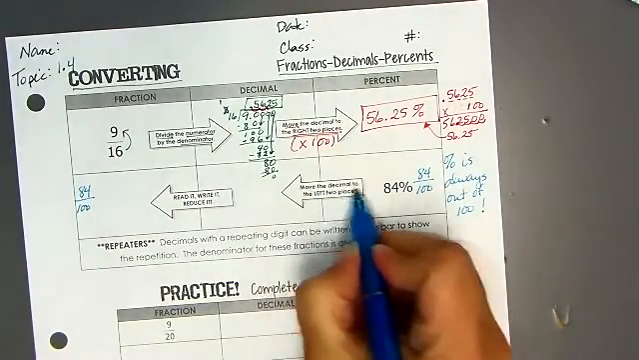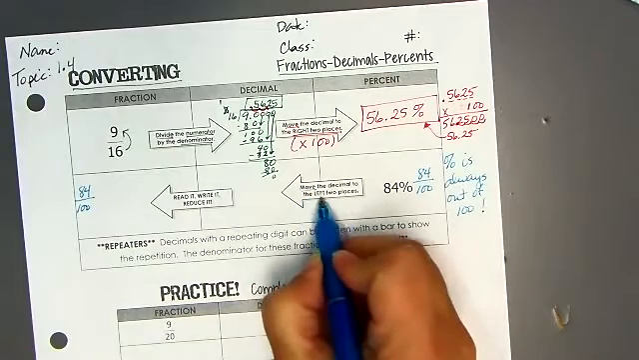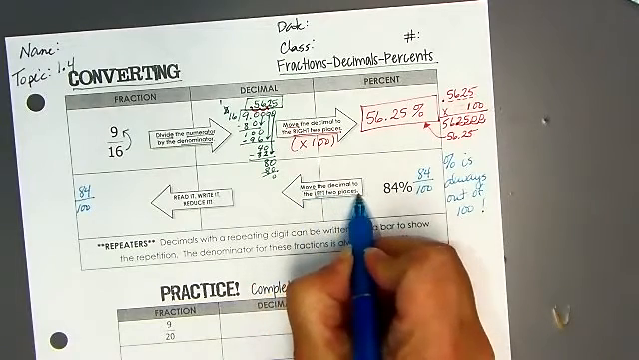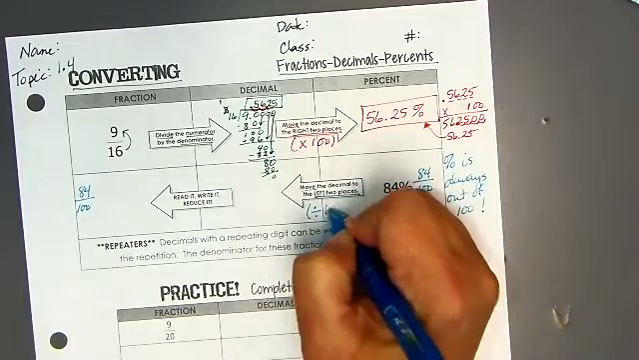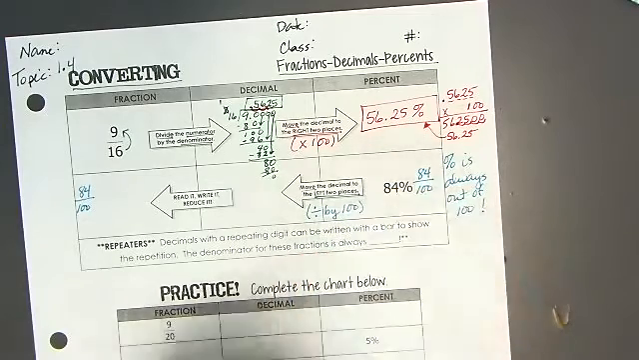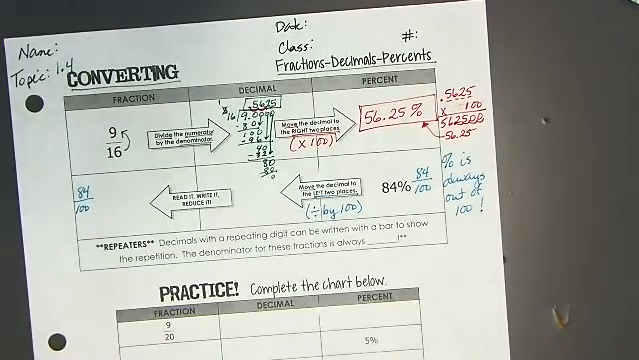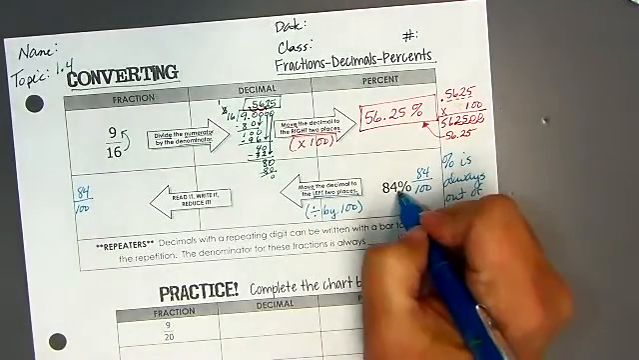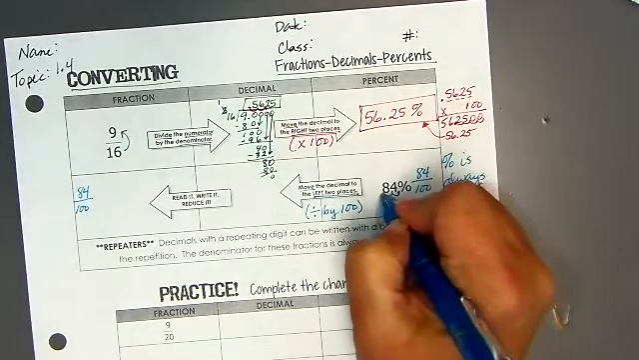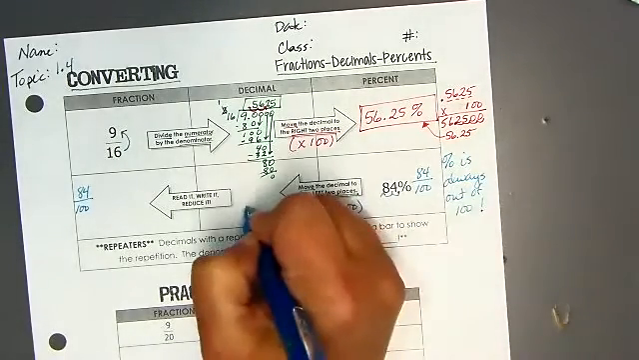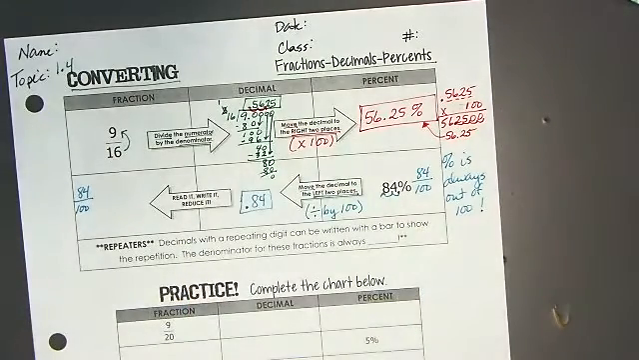My rule for changing the percent to a decimal is I move it to the left 2 places, which is the same as thinking of divide by 100. If I take the 84 and divide by 100, the decimal point is originally located behind the last digit. So I'm going to move 1, 2, and that's going to give me 0.84 as my decimal.